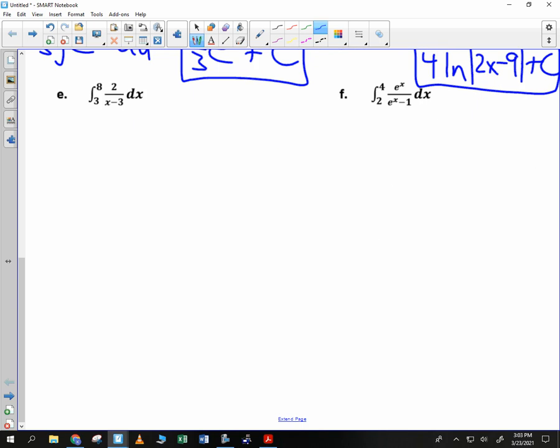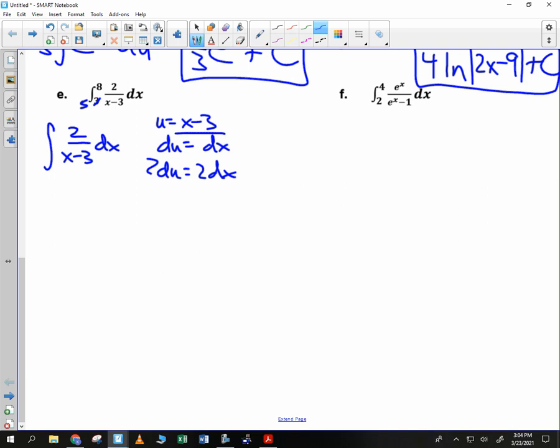Letter E, we're going to switch this to a 5. Notice this is a definite integral, so we will come up with a numerical value. First, I must find an antiderivative for 2 over x minus 3. Then I will evaluate it at 8 and 5. U is equal to x minus 3. Notice that du is simply just 1 dx. We need the 2, so 2 du is equal to 2 dx.